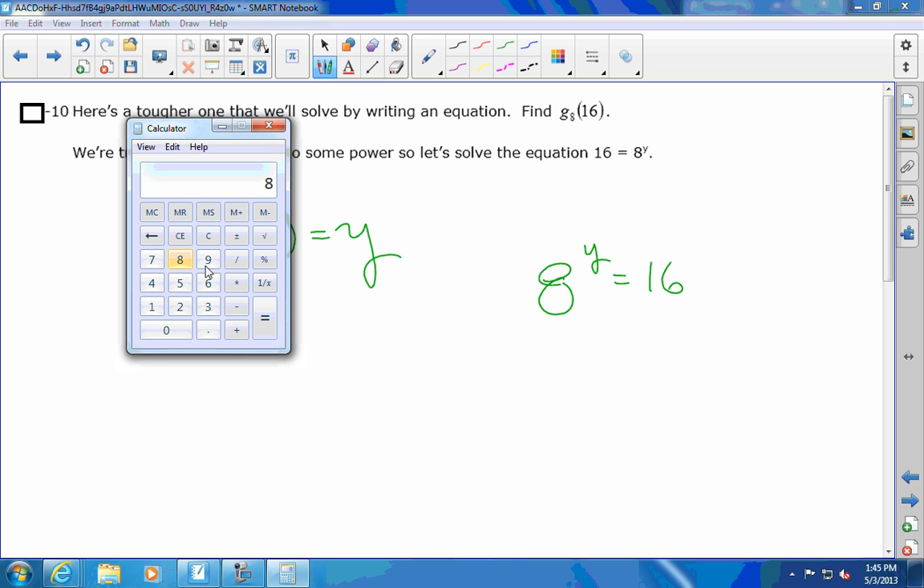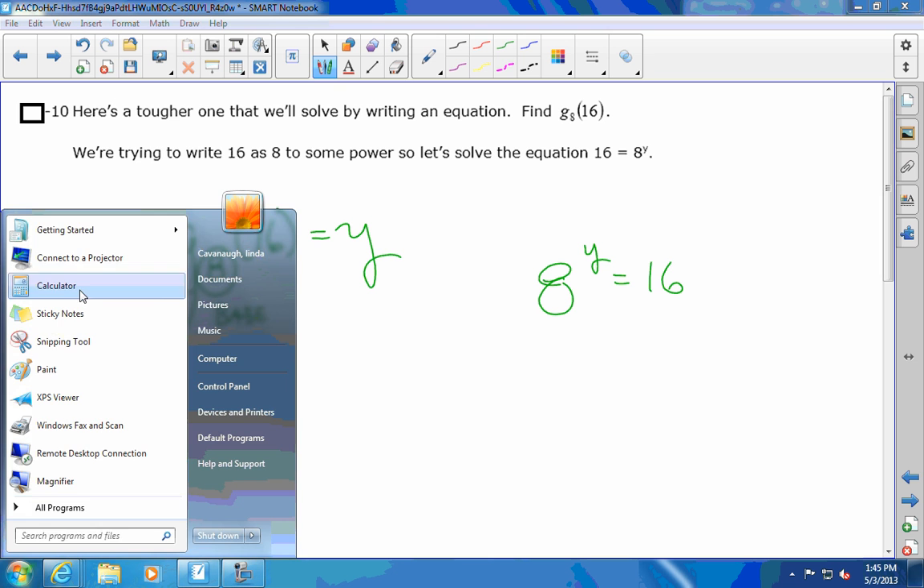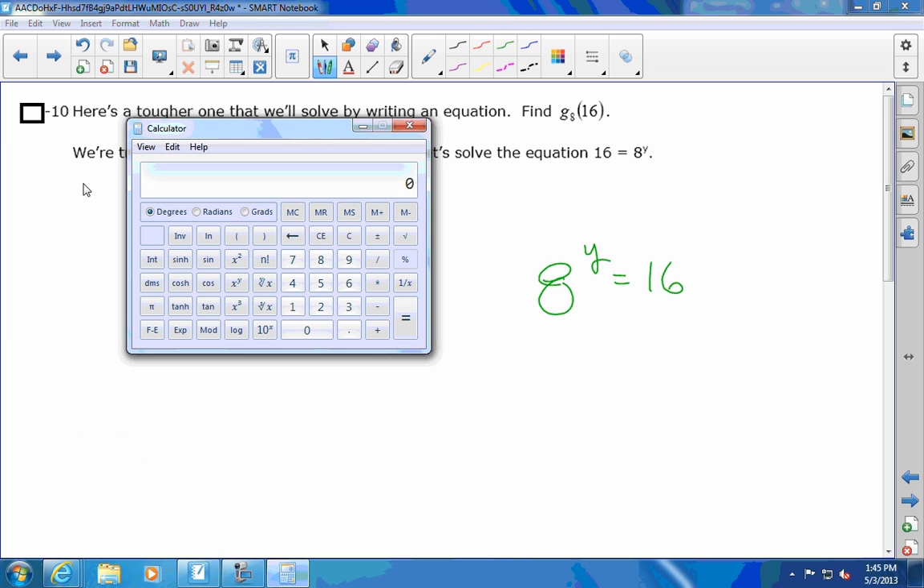So if we raise 8, does this even have exponents on it? Where? Oh, thank you. Oh, then I can get the scientific one. Okay. So if I say 8, I don't have my glasses on. Where's the little exponent thing? Right there.